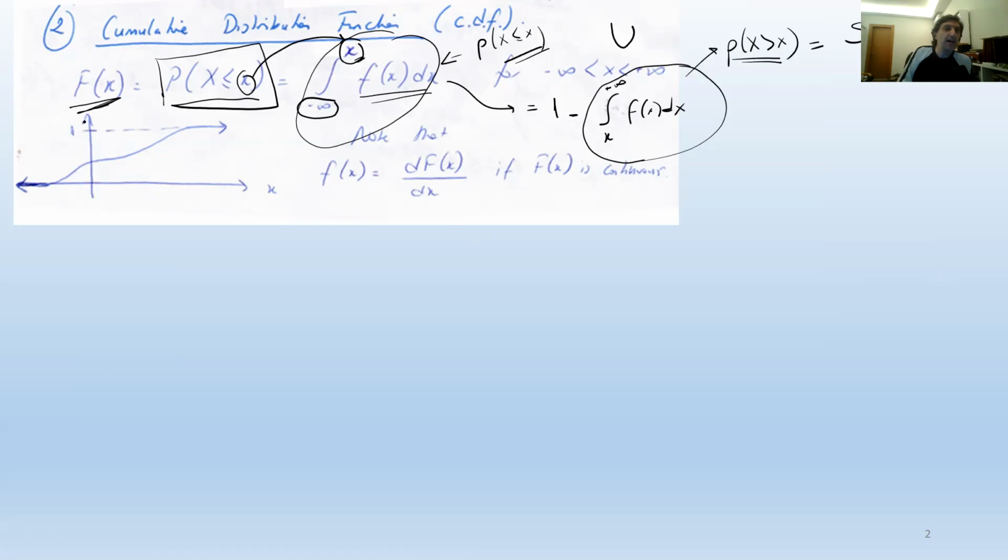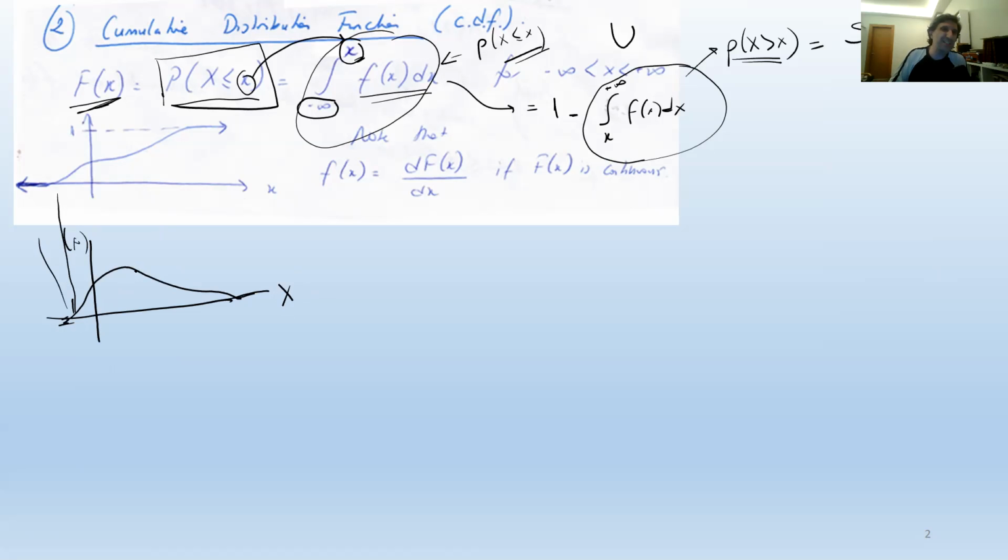So our cumulative distribution function is going to look like this. If our probability density function is something like this, let's say, then the cumulative distribution function is going to be the integral of this. Up to this point, it's going to be 0. From this point on, it's going to start increasing, and here this is going to be the amount of increase.